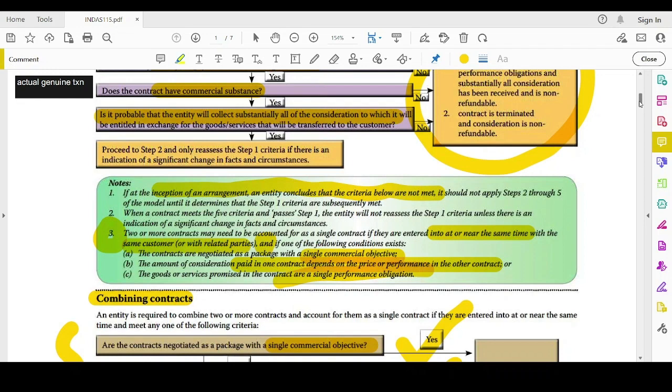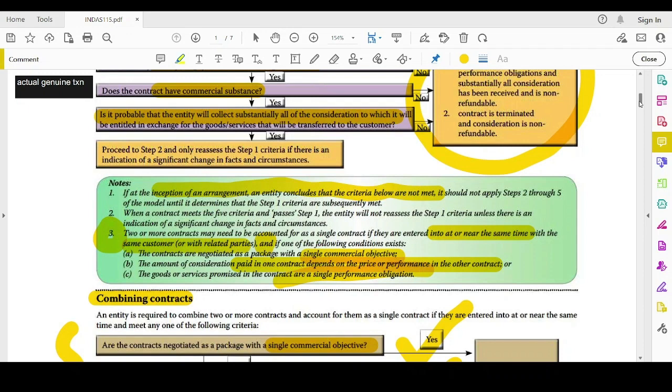So these two contracts can be considered as a single contract when they fulfill any of three conditions, which means if one of the three conditions is fulfilled, then it is a single contract. A: The contracts are negotiated as a package, based on a single commercial objective. Like I have to produce and sell you 1000 units. If it is negotiated as a package with a single commercial objective, and I have to produce and deliver 1000 goods to ABC Limited and BCD Limited at so and so price, that is a single commercial objective.